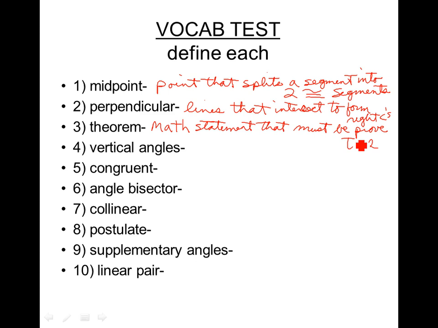Vertical angles. This is the only one of any of them that I accept a drawing on. So if you didn't know the definition, and that goes for whatever vocab test we take from here on out. The actual definition of vertical angles is two non-adjacent angles formed by two intersecting lines. Two angles that don't share a side but share a vertex.